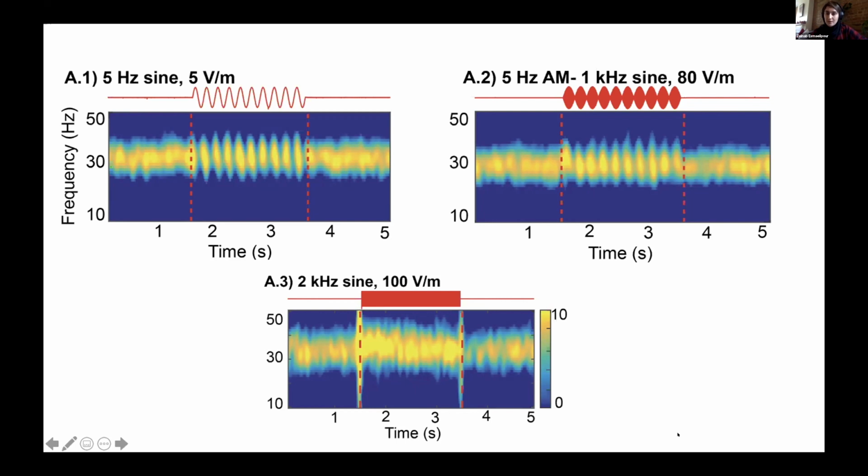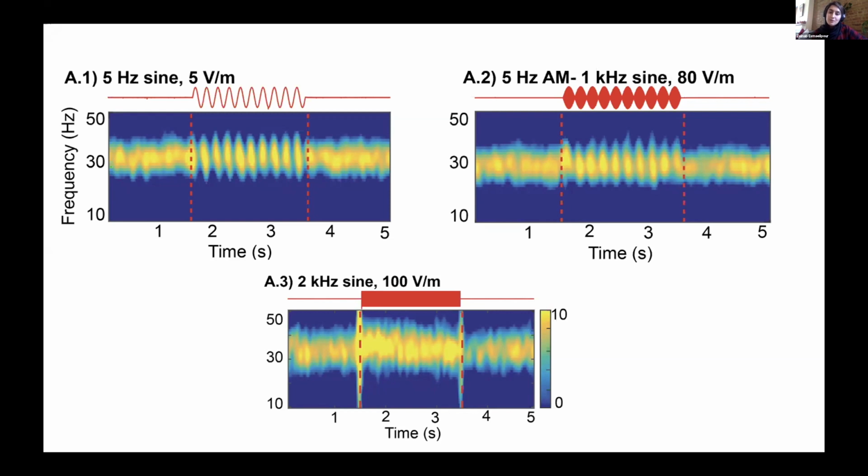Then we have another profile for amplitude modulated waveform. And as it is obvious here, ongoing gamma oscillation is modulated by the envelope of the amplitude modulated waveform. So the stimulation here is 1 kilohertz carrier frequency with 5 hertz of envelope, and I use 80 volt per meter as a field intensity. So we can see that in order to produce roughly the same effect, we need to increase the field intensity in order to produce a significant effect.